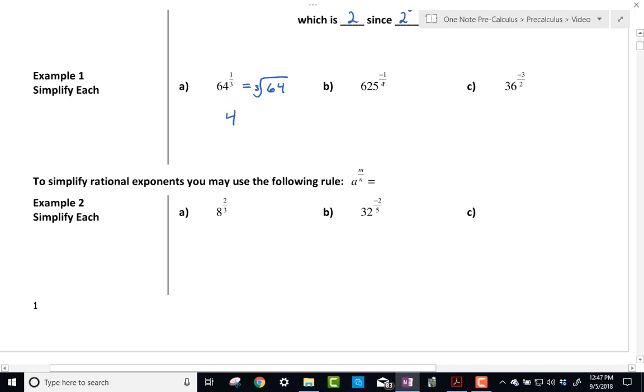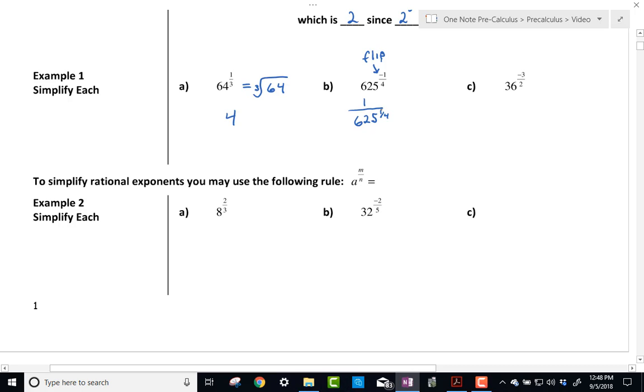625 to the negative 1/4 power. Okay, so I got two things going on here. Number 1, I have a fractional exponent. Number 2, it's negative. So the negative here says to flip or reciprocate. So one of the first things I could do here is I could flip this over. So I'm going to make this 1 over 625 to the positive 1/4 power.